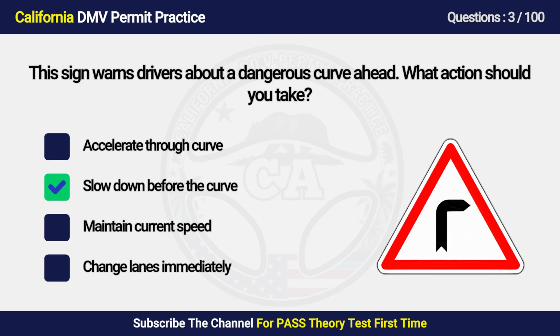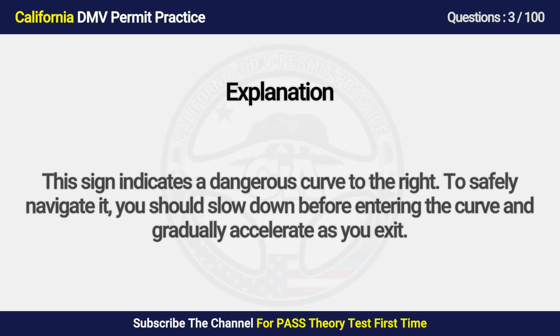Answer is B. Slow down before the curve. This sign indicates a dangerous curve to the right. To safely navigate it, you should slow down before entering the curve and gradually accelerate as you exit.